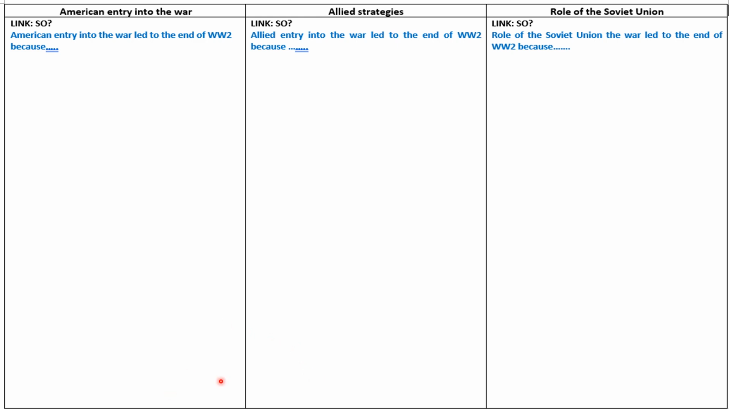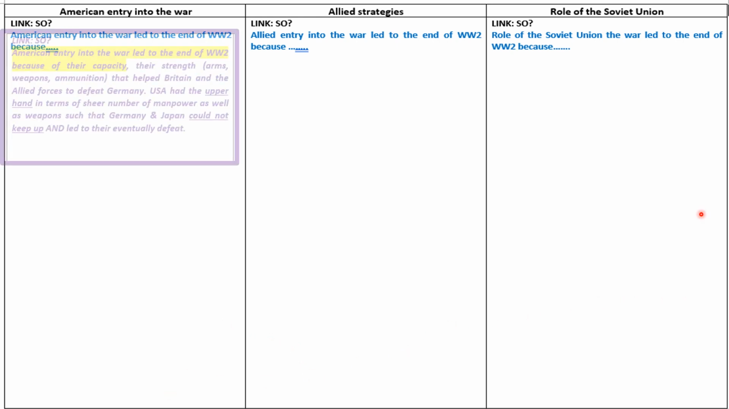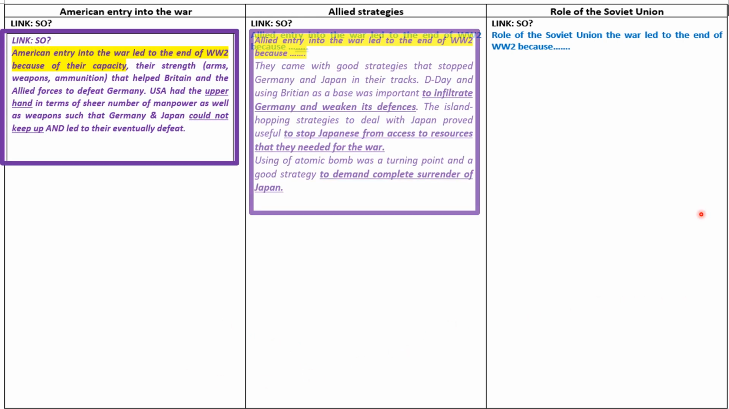So we've talked about the first link. Allied strategies, how do you write the link? Because that is the most important. They came up with good strategies that stopped both Germany and Japan in their tracks. D-Day and using Britain as a base. Why? To infiltrate Germany and weaken its defense.